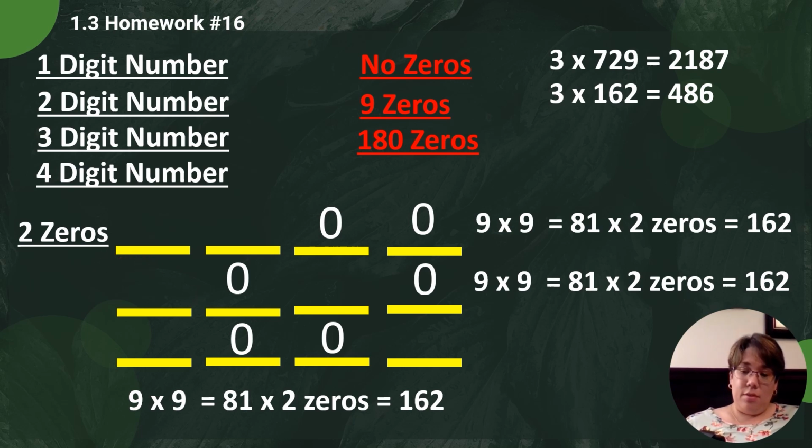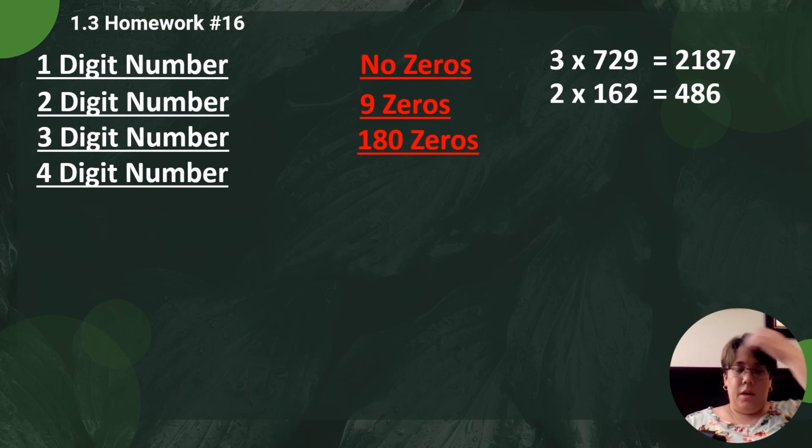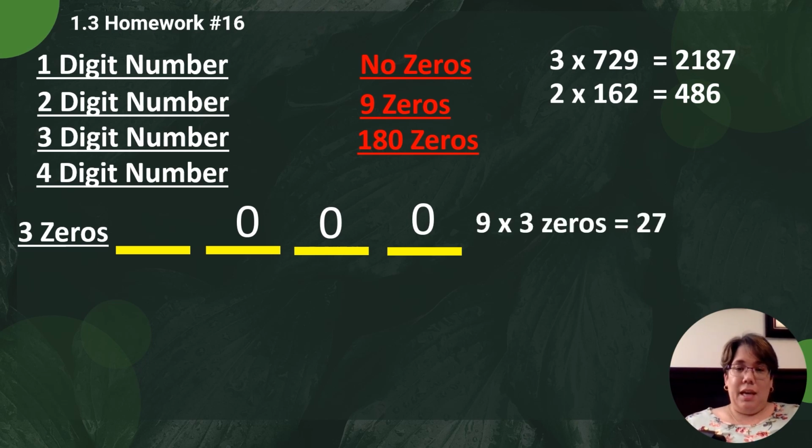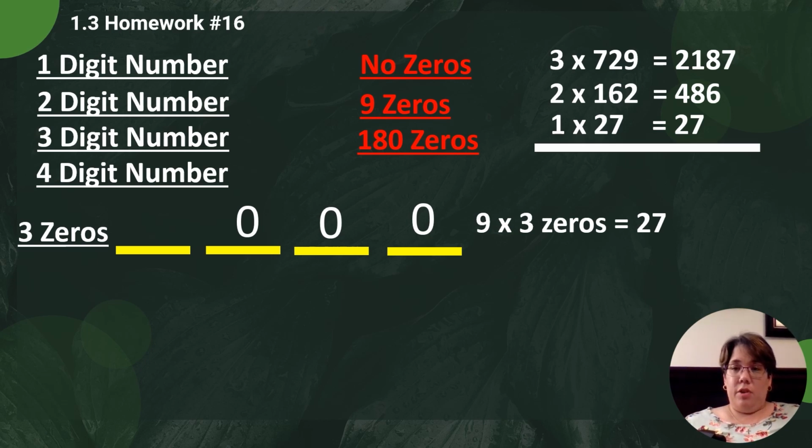Now let's look at 3 zeros, 4 digits with 3 zeros. Okay, so let's think about that. Our possibilities are getting fewer, because if you really think about it, there's only going to be numbers like 1,000, 2,000, 3,000, all the way up to 9,000. So you're only going to have 9 numbers. Those 9 numbers are going to have 3 zeros, so you're only going to have 27 zeros there. So when you add the 27 to all of those different numbers, you get 2,700. So you have 2,700 zeros in your 4-digit numbers.